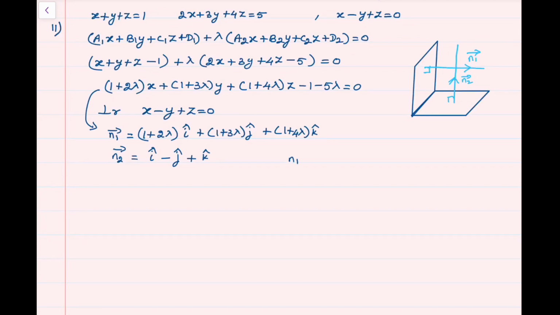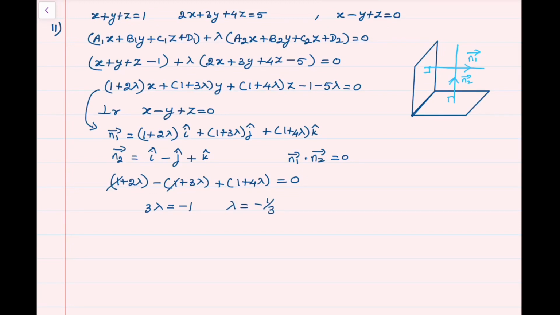The condition is n1 dot n2 should be 0, because the normals are also perpendicular. In the dot product, corresponding components should be multiplied and added. 1 into (1 + 2λ) minus 1 into (1 + 3λ) plus 1 into (1 + 4λ) equal to 0. So, 2λ minus 3λ plus 4λ will be 3λ, and 1 minus 1 are getting cancelled, so 3λ equal to minus 1. Therefore, λ is minus 1 divided by 3.